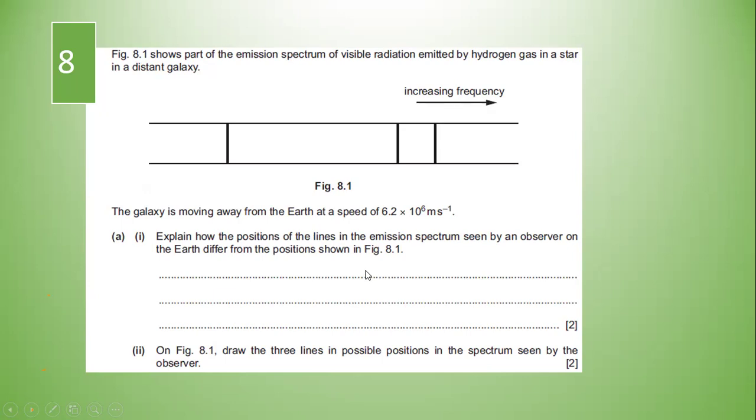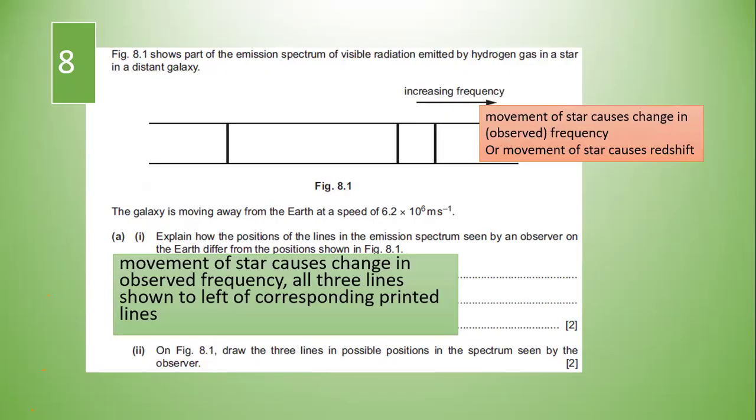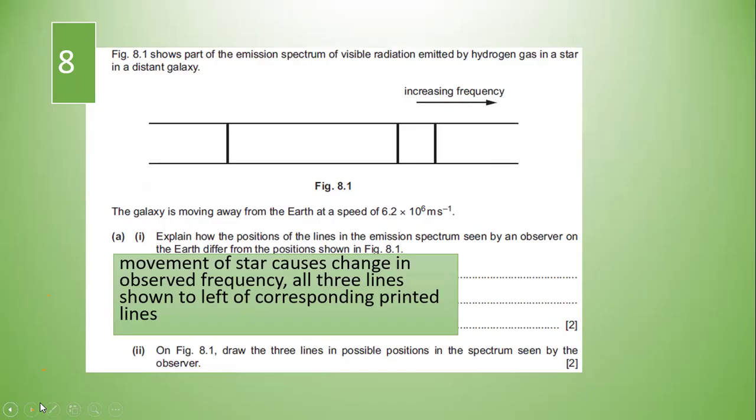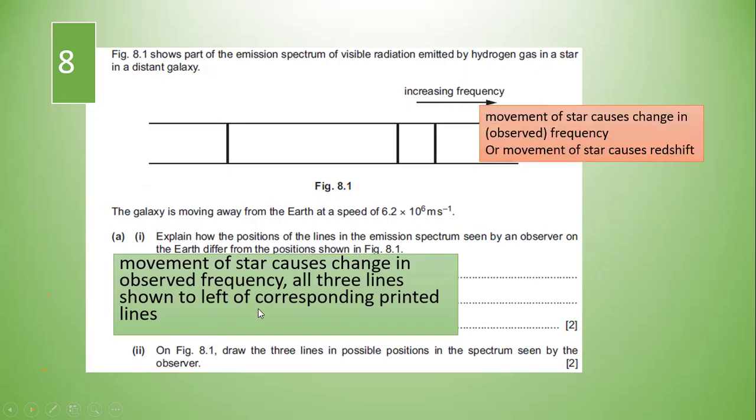Movement of the star causes a change in observed wavelength. Movement of the star away causes redshift. Movement of the star causes a change in observed frequency or wavelength. All three lines are shown to the left of the corresponding printed lines. That's the marking scheme. Or movement of the star causes redshift.